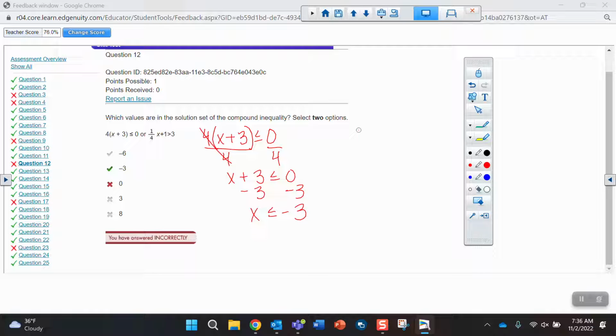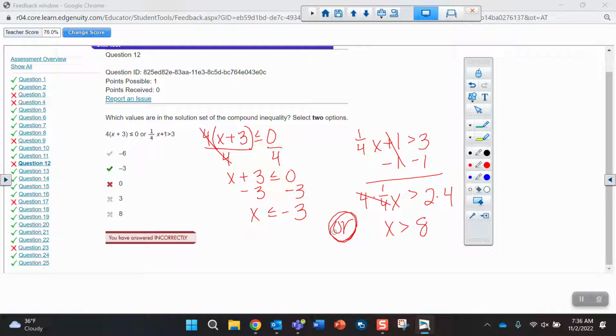And on the other side, we have 1/4 x plus 1 is greater than 3. So we're going to subtract 1 from both sides. 1/4 x is greater than 2. I'm going to multiply both sides by 4. That's going to cancel that fraction. So I get x is greater than 8. Now remember, this is an or inequality, so things can match either of these answers. X can't be 8. We're either less than or equal to -3, or we're greater than 8.